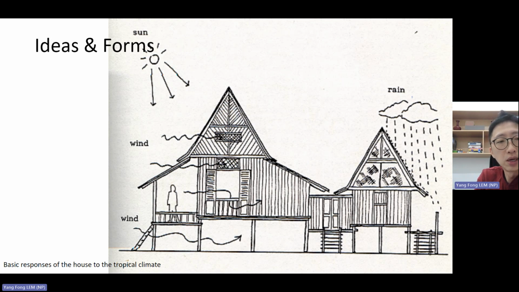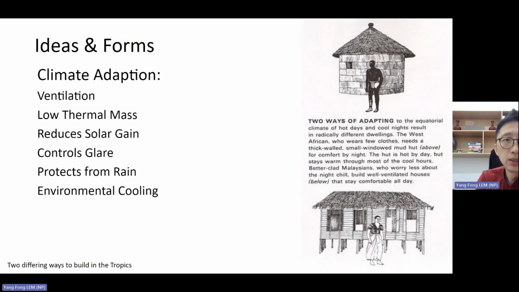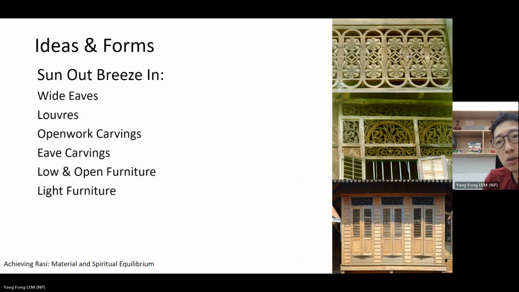Okay, so ideas of forms of the Malay house, right? Their responses of the house to the tropical climate. Pitched roof because of the rainfall, sunshine, because of the need to ventilate, right? Tapping on the wind, and how do you orientate? Okay, so there's a climatic adaptation, right? In terms of ventilation, thermal mass, solar gain, control of glare, protection from rain, and environmental cooling. Right, so just a simple house itself will look different if you are placed in Africa as compared to Southeast Asia, because of the difference in climate. Okay, so the principles can be the same, right? But different responses.